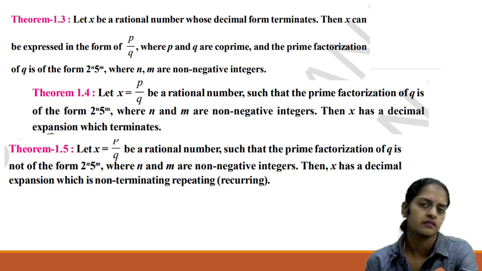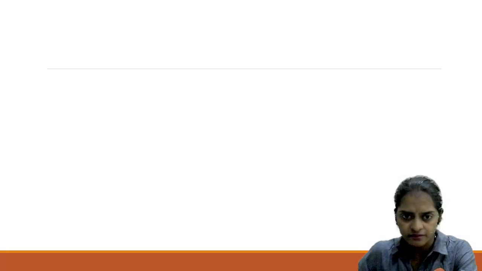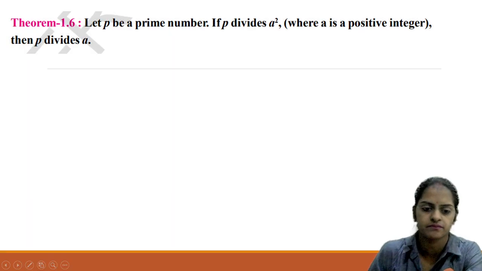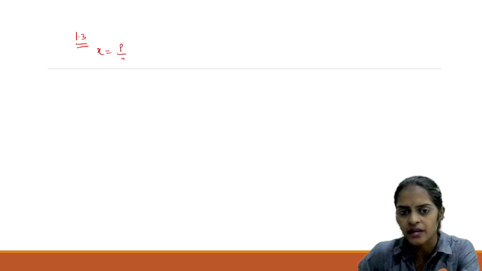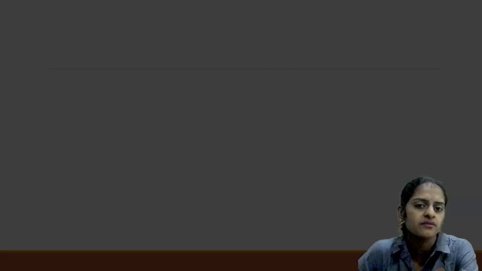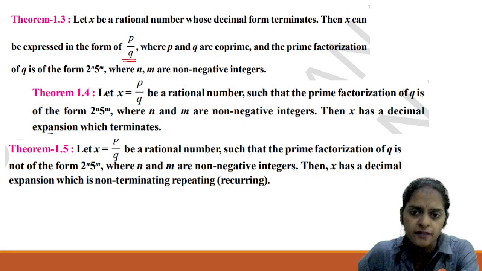Next, you have 3 more theorems related to each other. So I'll just summarize it for you here. See, theorem number 1.3, the first theorem, tells you if x is a rational number, what is x? X is a rational number. A rational number is in the form of p by q. Then x can be expressed in the form of p by q. Yes, we have already said x is a rational number, so it can be written in the form of p by q. No worries in that.